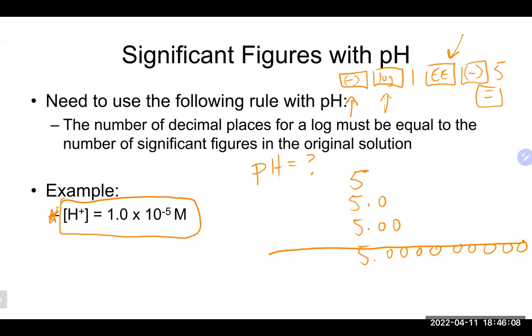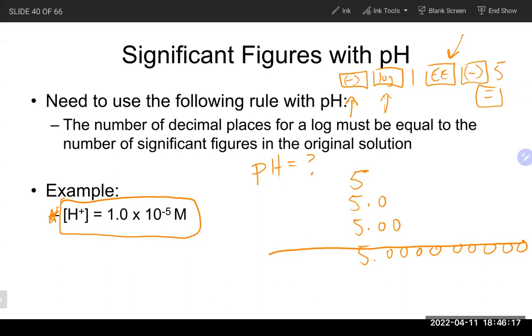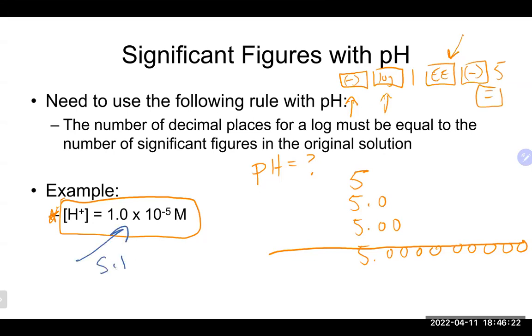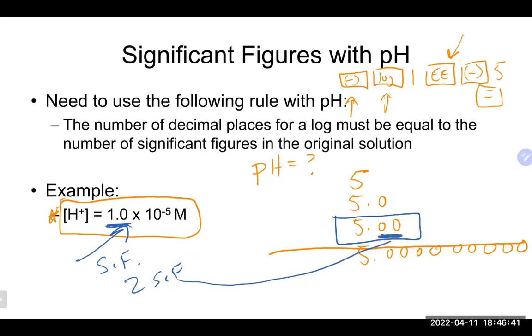All right. So what should the correct answer be? To determine that, we want to look at the concentration value. This number right here has how many significant figures? It has 2 significant figures, right? And it is these 2 right here. So the number of significant figures in the concentration is not how many significant figures we should have, but how many decimal places. So 2 decimal places here. So the correct answer here would be 5.00 would be the right way to record that.